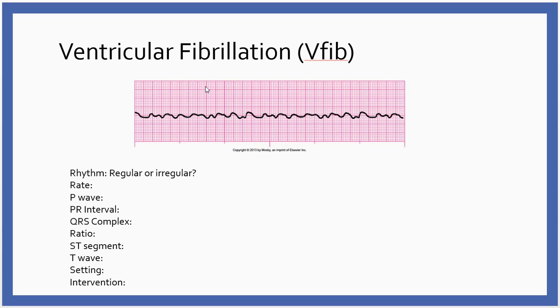So rhythm is very irregular. You can't do a rate. I mean, there's nothing here. You don't see QRSs or P waves or anything else. This is just the fibrillations of the ventricle. So no rate, no P wave, no PR interval, no QRS complex, no ST segment, no T wave.